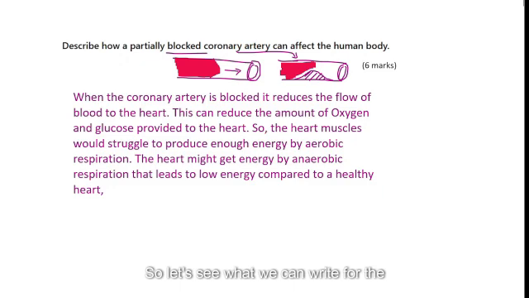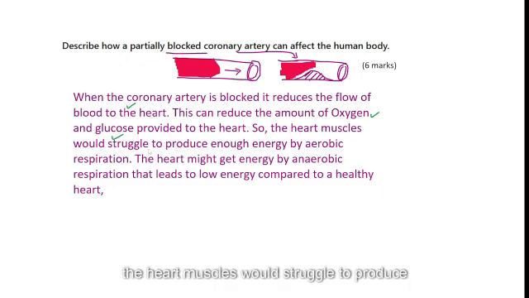So let's see what we can write for the first part of the answer. This is not the full answer, by the way. I'm going to come to that. When the coronary artery is blocked, it reduces the flow of blood to the heart. That will be 1 point. This can reduce the amount of oxygen and glucose provided to the heart. Those are 2 different points because there are 2 different substances we are talking about. It can reduce the amount of oxygen as well as glucose.